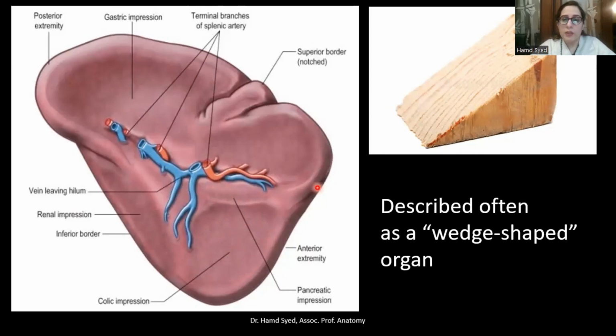The spleen has been described as a wedge-shaped organ. So over here, I included a picture of a wedge. So you can see the comparison that the spleen, its shape roughly corresponds to the appearance of a wedge. Also, you can see the superior border, which is notched. And over here is the inferior border. And this is the lower pole or the anterior pole. And here you can see is the posterior pole or extremity of the spleen.